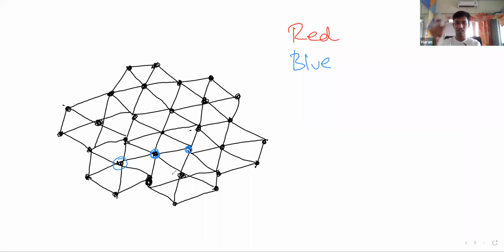You had to look around another point. So let's say we're looking around this point here. So again, can all the 5 points around it be red?